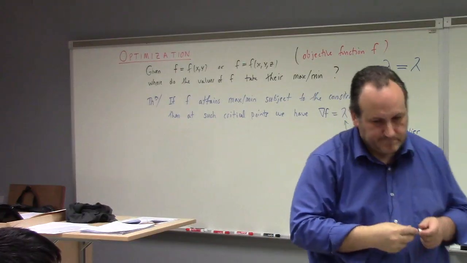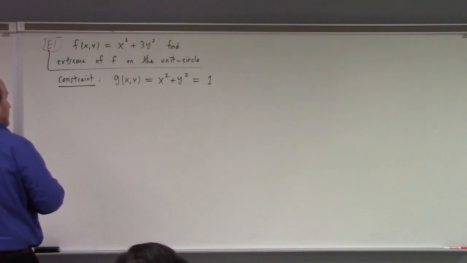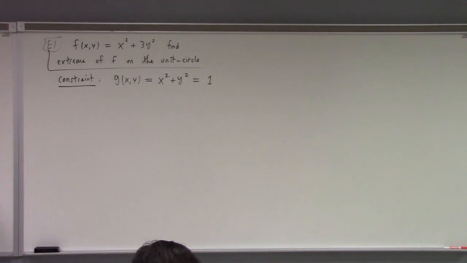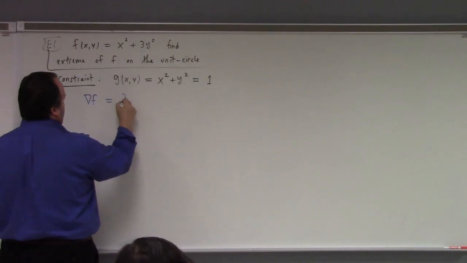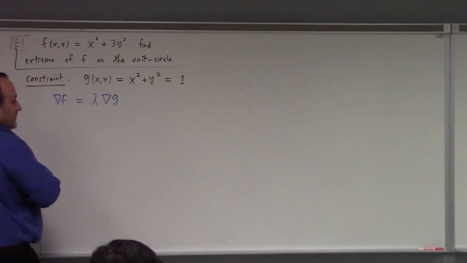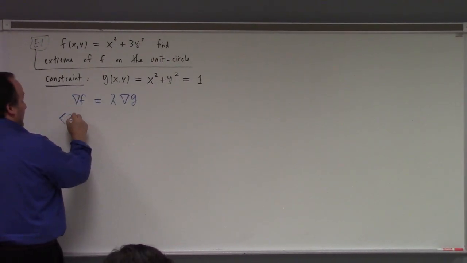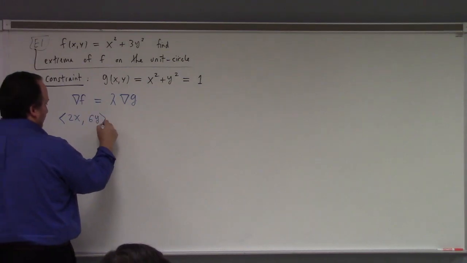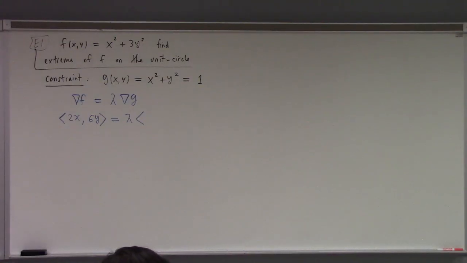Okay? Now, we use the method of Lagrange multipliers to try to find any extremum. So here we go. We're going to look at the gradient of f equal to lambda times the gradient of g. All right? So the gradient of f is easy enough to figure out. That's 2x, 6y, right? What's the gradient of g? 2x, 2y, right?